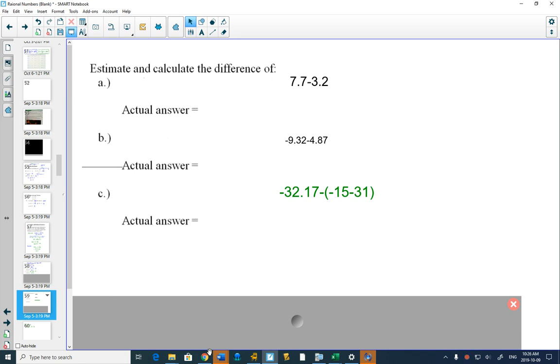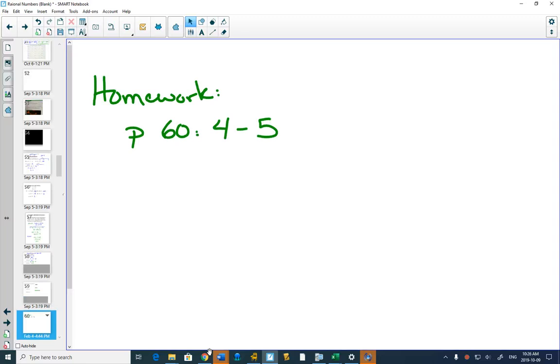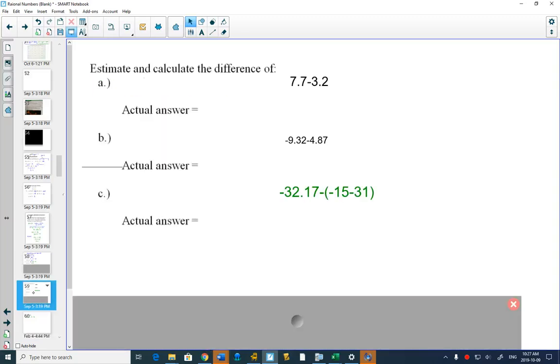Once you've got these 3 completed and you have shown either Miss V or myself, then take out your textbook and turn to page 60 and work on questions 4 and 5. I can go back to the other one. 4 and 5 on page 60.